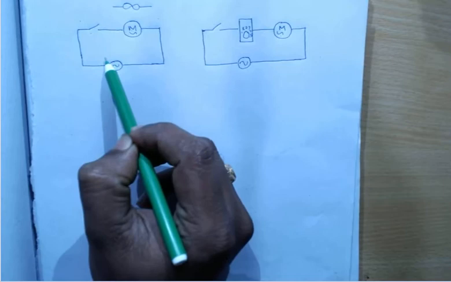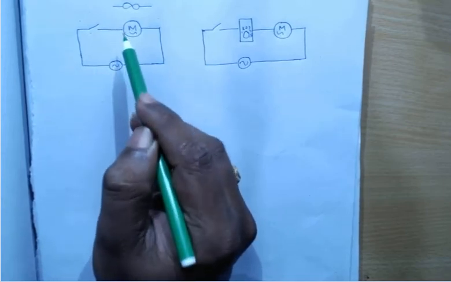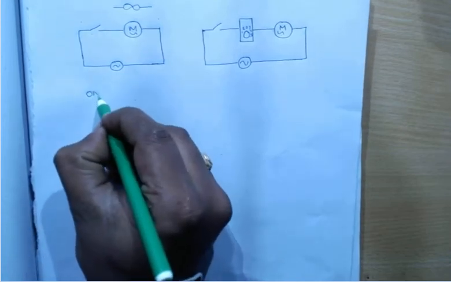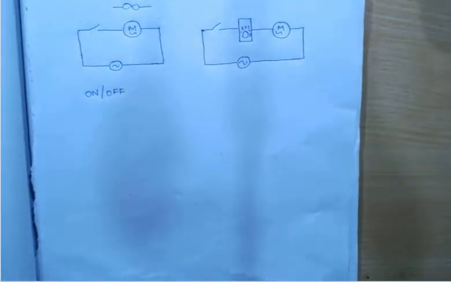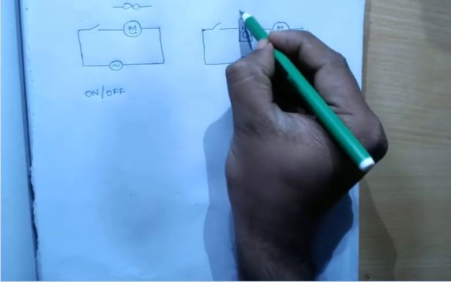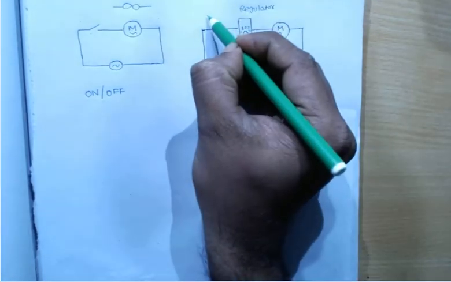In the left side of the diagram, I can only switch on the fan and switch off the fan. I cannot change or control the speed of the fan. To do that, we generally use another component in our circuit. You can see it at your home on your board: that is the regulator. What can a regulator do?